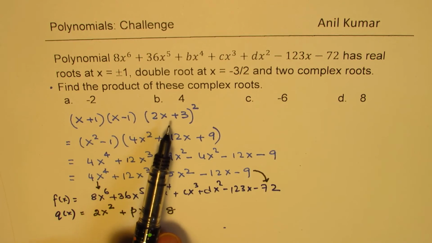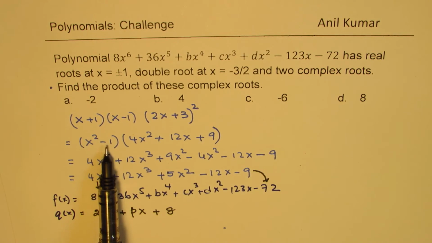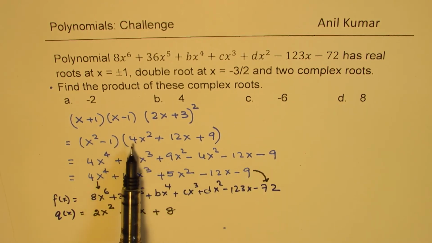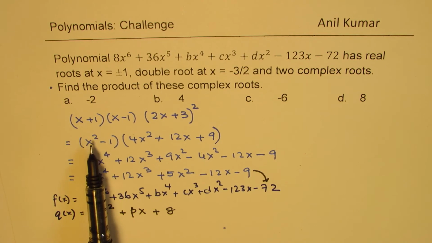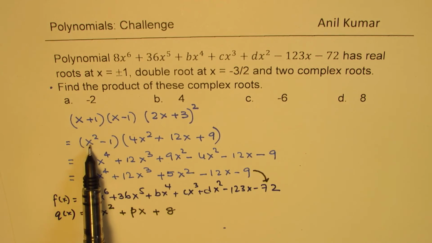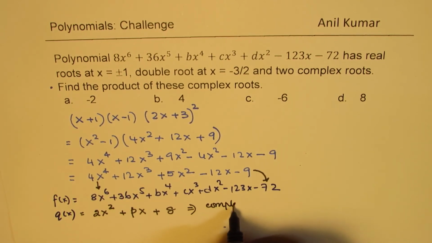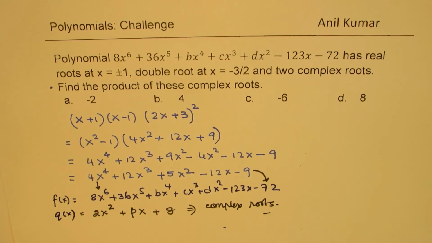You can see from this result itself, the constant was this term: 9 times -1, so we get -9. And the leading coefficient was 4x^2 times x^2, giving 4x^4. Do you get the idea, right? The middle terms could be anything, but the leading coefficient and the constant can be found directly. So we have our quadratic equation which will result in complex roots. Correct? That's given to us.